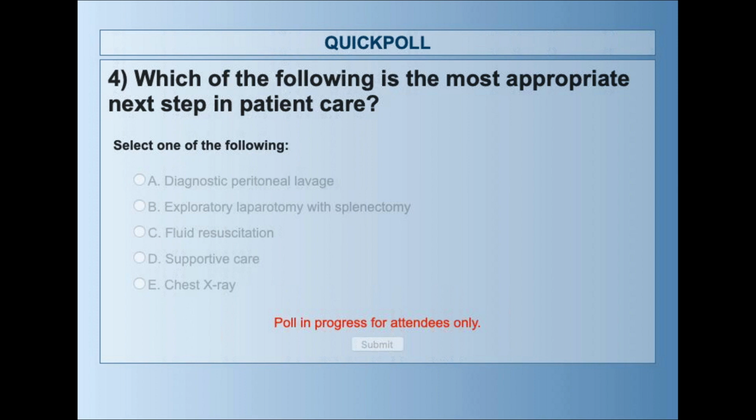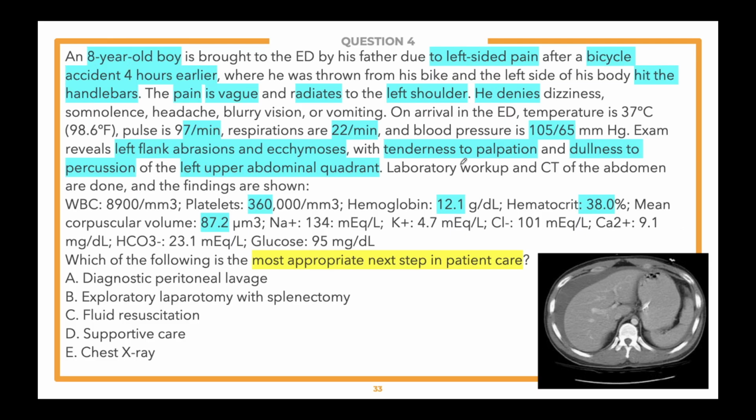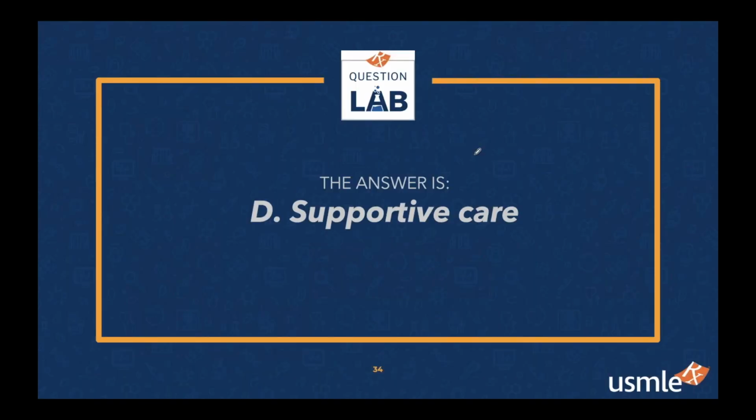All right, I see the responses coming in. Let's take a look and see what all of you selected. The clear favorite here with 50% was exploratory laparotomy with splenectomy. In second place with 17% was fluid resuscitation. And in close third place was supportive care. So let's take a look and see what the correct answer is. And the correct answer is D, supportive care, and 16% of you got it right.